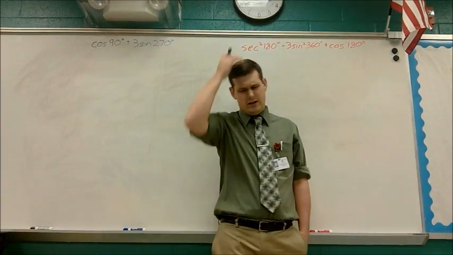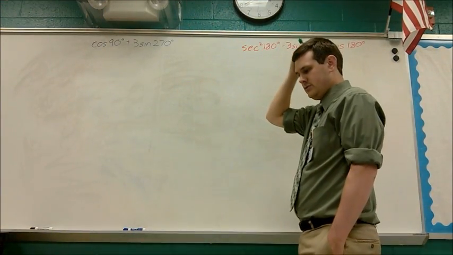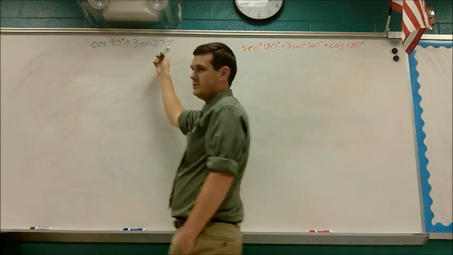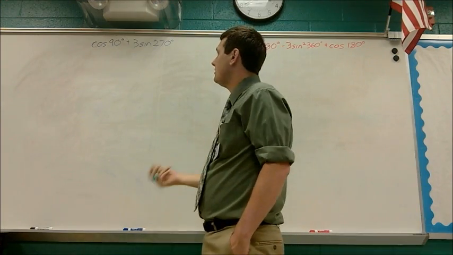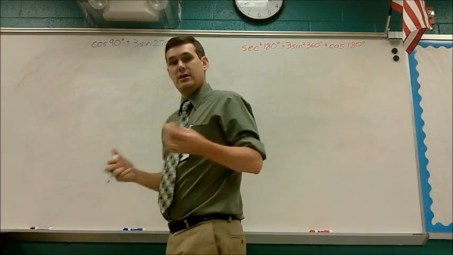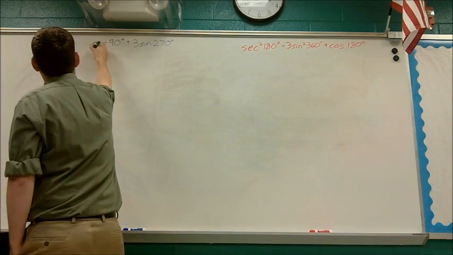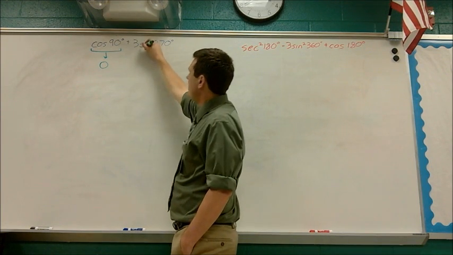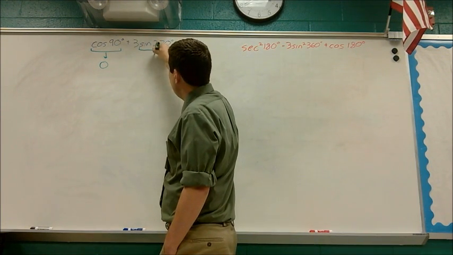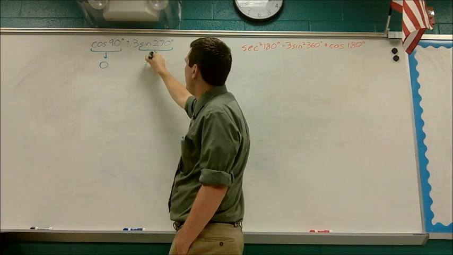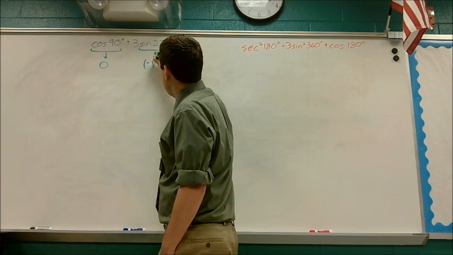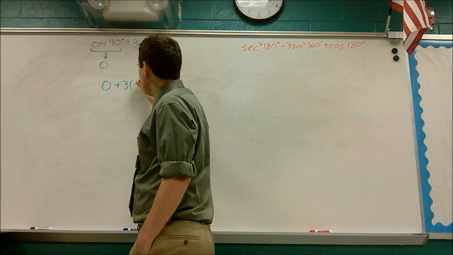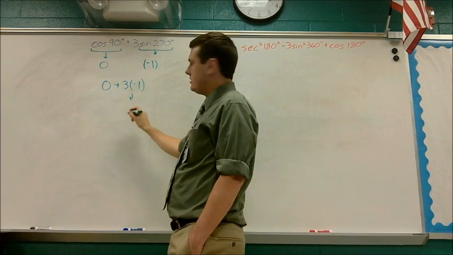Okay, so here are 2 examples of problems where you're going to use the table. So cosine 90 plus 3 sine 270 degrees. Now we already know what the cosine of 90 and the sine of 270 are, so all you have to do is plug them in. We know that the cosine of 90 is 0. And we know that the sine of 270, pardon me, is -1. So when we replace them in there, you have 0 plus 3 times -1. 3 times -1 is, of course, -3.